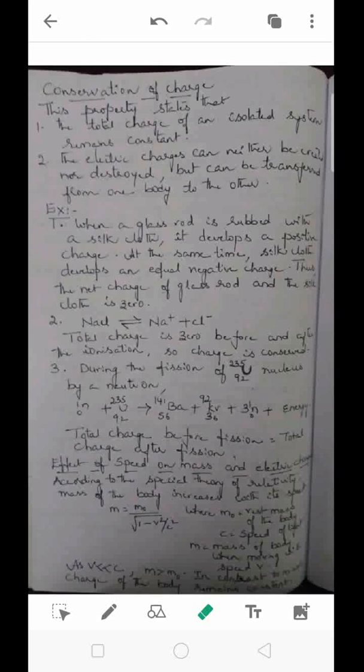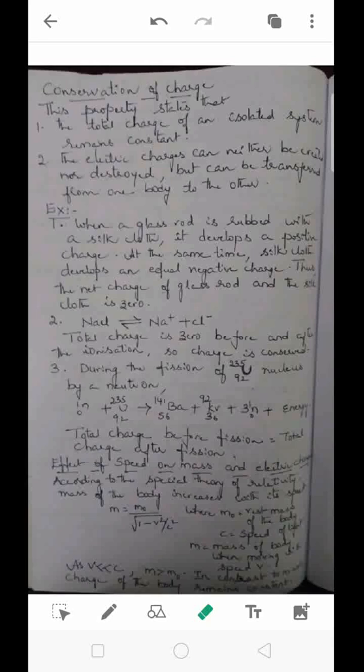Similarly, let us take one more example, sodium chloride. Sodium chloride ionizes into sodium ions and chloride ions. Right? The sodium ion is a positive ion and the chloride ion is a negative ion. There is a transfer of charge from sodium to chlorine. Sodium loses one electron and chlorine gains one electron, so sodium becomes positively charged and chlorine becomes negatively charged. Right? So the total charge is 0 before and after the ionization. So we can say that charge is conserved.